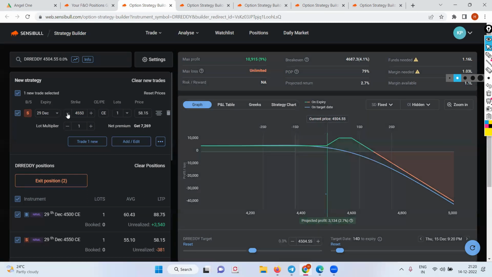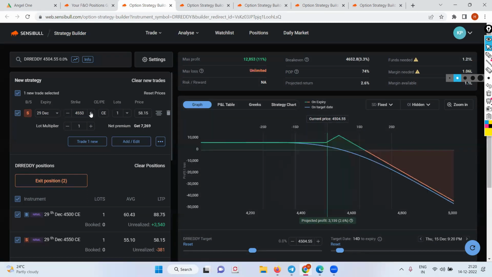Okay, let me take this to 4,550. So what am I making? Already I have a 4,550 position. I'm selling one more 4,450 position. This is your typical 1:2 ratio, right? Your profit is 6,000 if Dr. Reddy goes down, even if it makes a lower circuit, and you even have a cushion of almost, yeah, your blue line is steep.